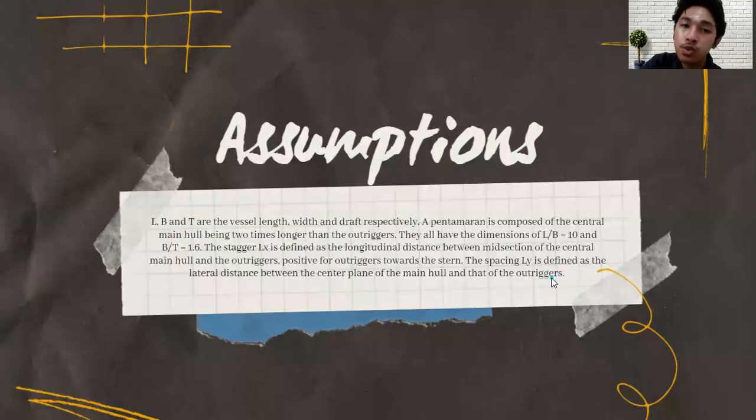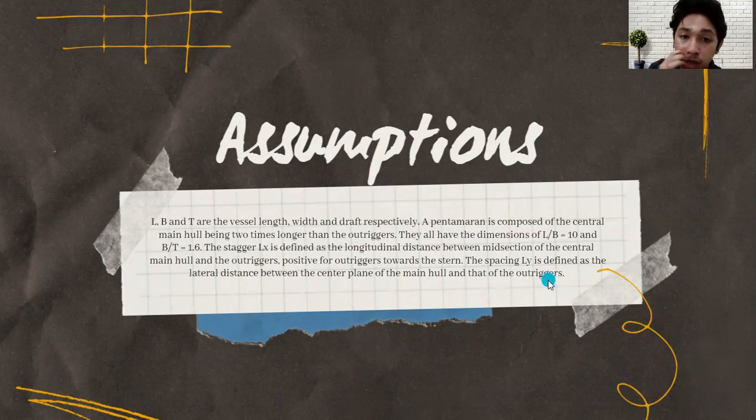We continue with the assumptions. So we have the length, the breadth, and the draft, which are the vessel length, width, and draft respectively, or L, B, and T. A pentamaran is composed of the central main hull being 2 times longer than the outriggers. They all have the dimensions of L/B equals 10 and B/T equals 1.6. The stagger Lx is defined as the longitudinal distance between the midsection of the central main hull and the outriggers, positive for outriggers towards the stern.